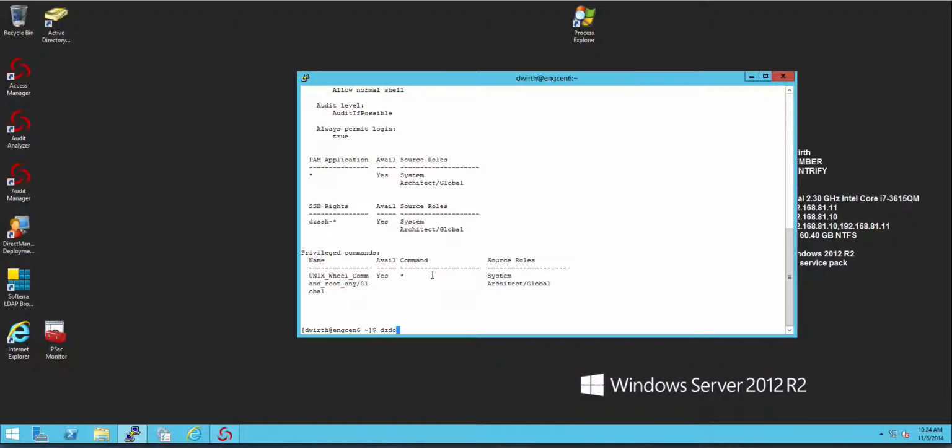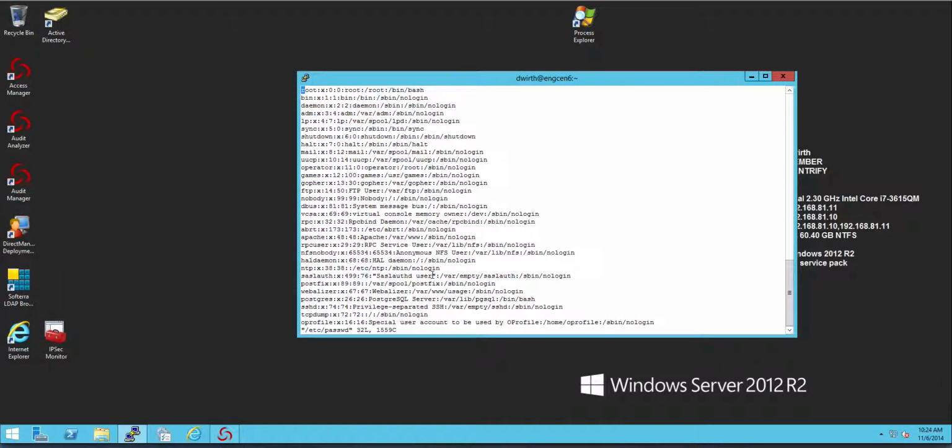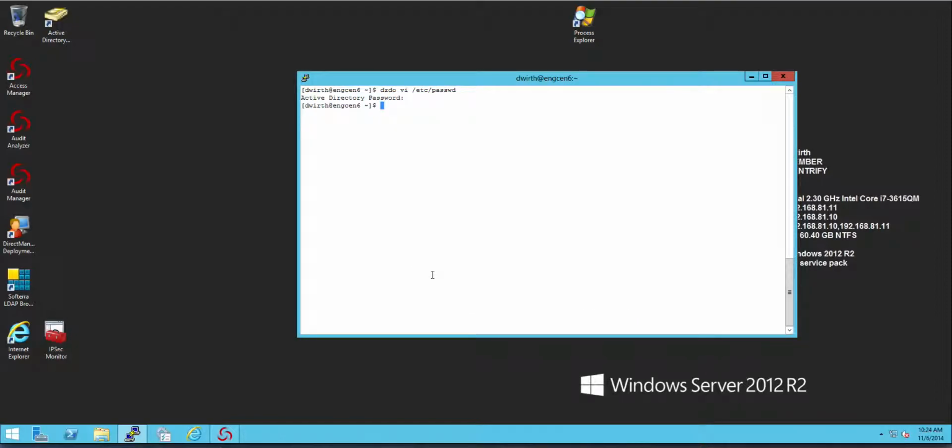So she could do something like dzdo, and notice that dzdo is based on sudo. She can do something like dzdo vi /etc/passwd, which will allow the person to edit the password file on the local system. Typically, that's only doable by root. And notice that the user has been challenged to put in their Active Directory password. I should be able to, for example, add a line here.